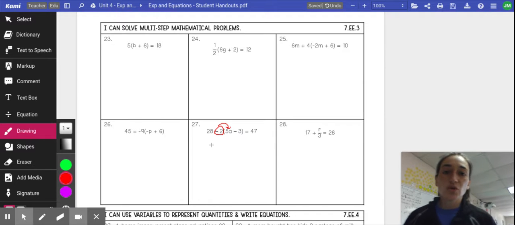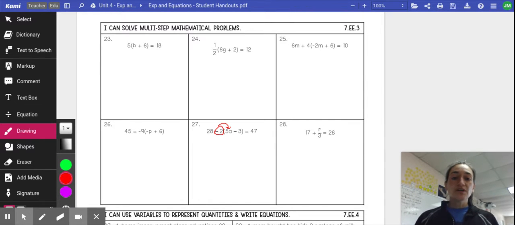Hey everybody, multi-step equation example. You can see which one I'm starting on, number 27. This is an excellent example of remembering to distribute first to get rid of the parentheses.